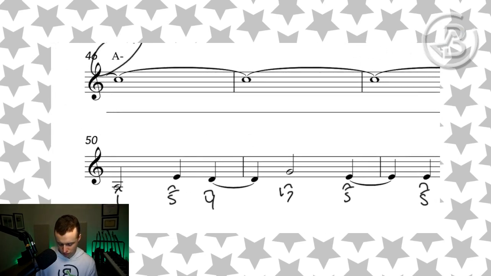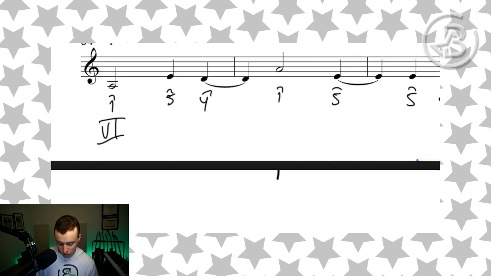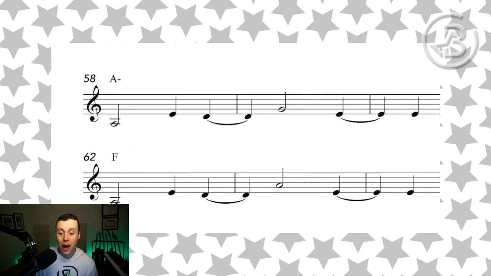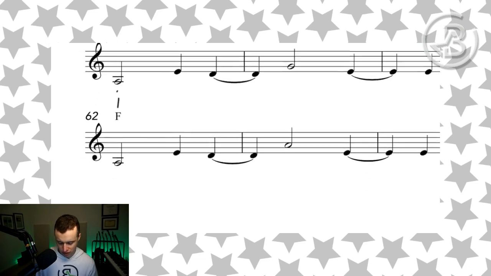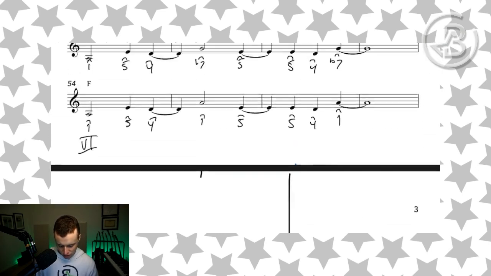Come to life. And then we just go back and forth between 1 and 6, which, as we know, are two common minor chords that you find very often together. Very often you find minor 1, 6, and 7 all together.